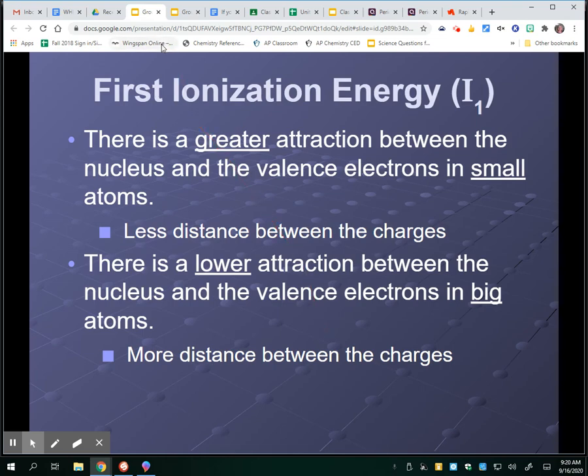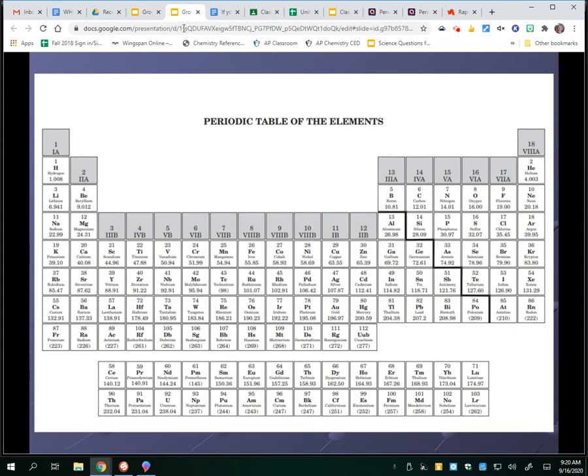Now, if we look at the periodic table, we try and look at it logically: which group does not want to lose any electrons? Well, that would be our noble gases. Our noble gases have that magic number of 8 and are happy and stable. They don't want to lose any electrons. So these guys are going to have really, really high ionization energies.